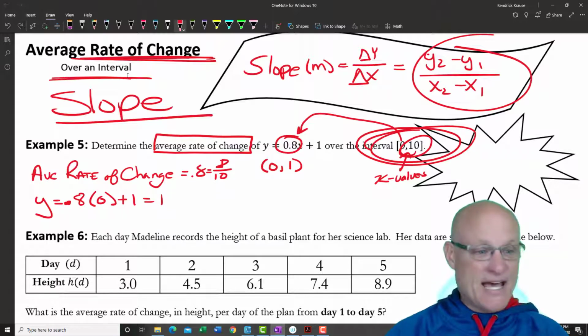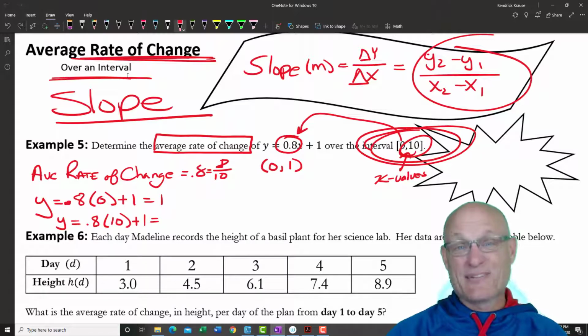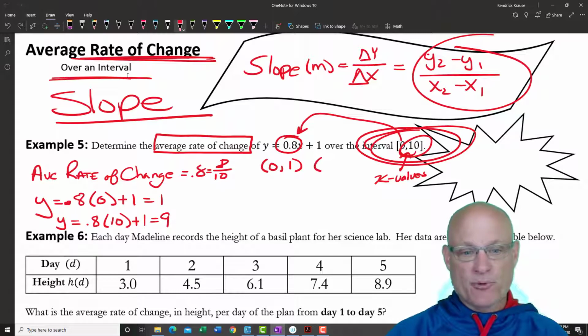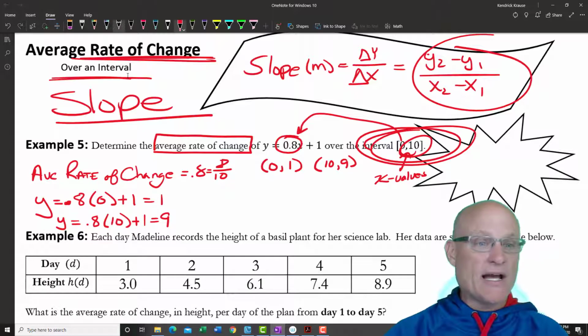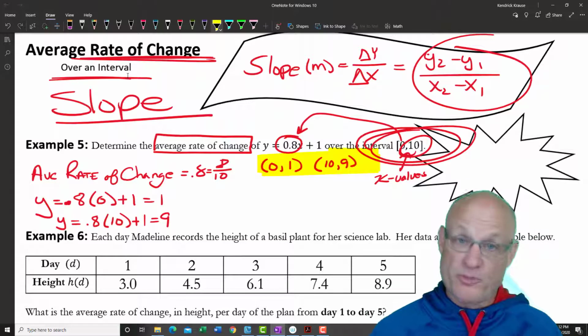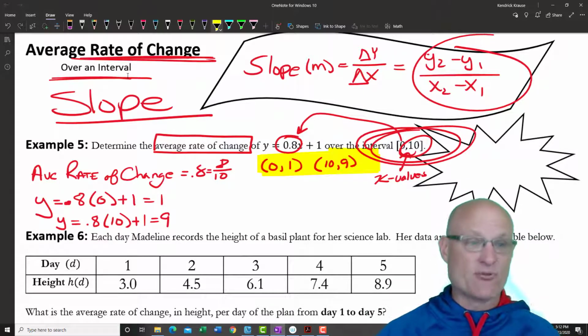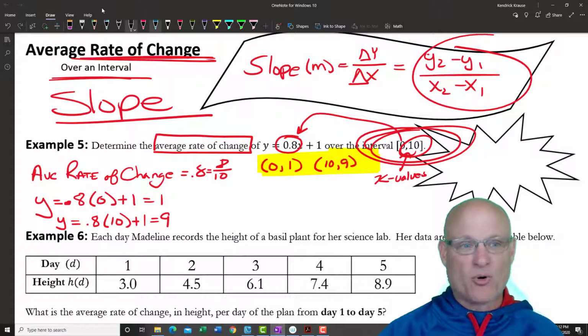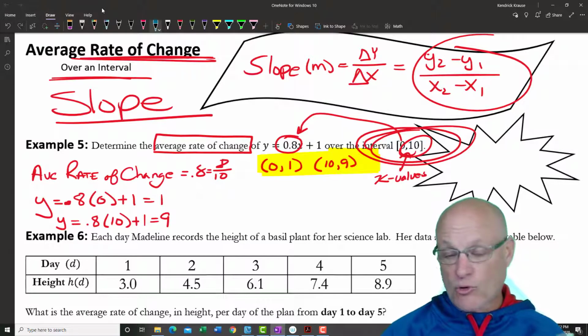Now I'm going to plug in 10. Y equals 0.8 times 10 plus 1. Well, 0.8 times 10 is 8. 8 plus 1 is 9. So my second point is going to be the point 10, 9. So what I need to do now is, using these 2 points, find the slope between those 2 points, because that will give me the average rate of change. Again, for a line, it's kind of boring. But when we get to some other cool graphs, you need to remember this.